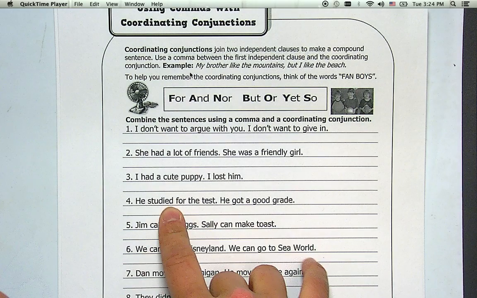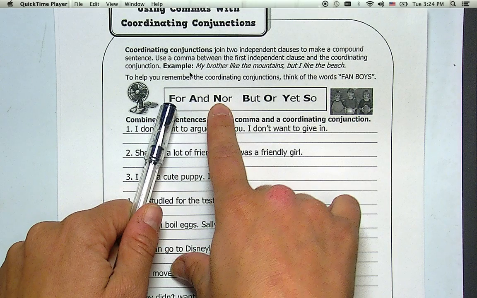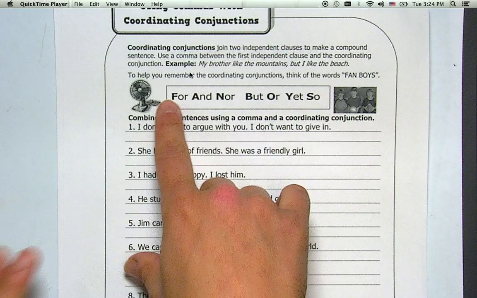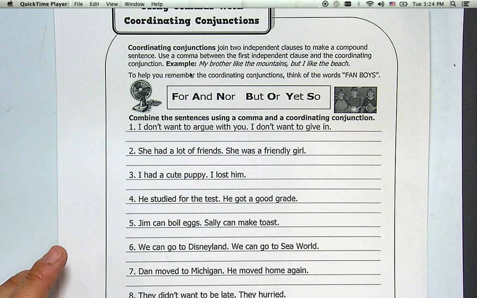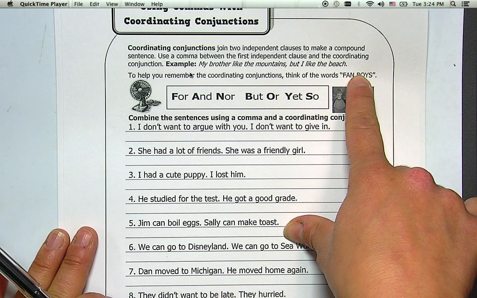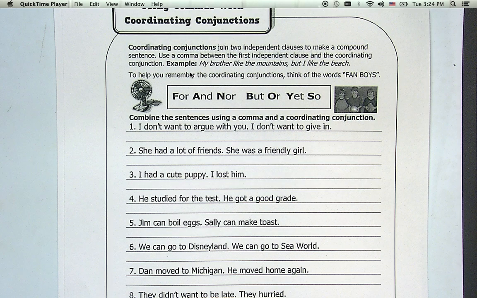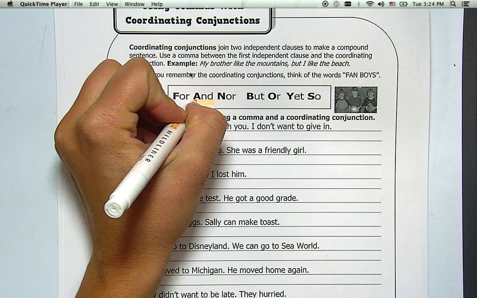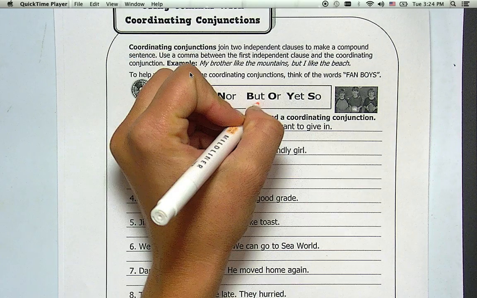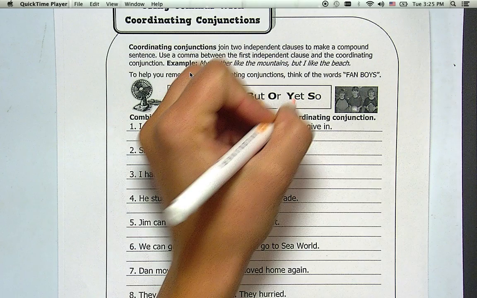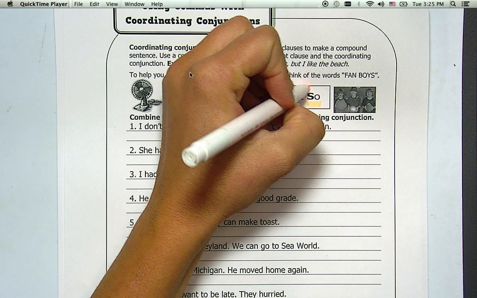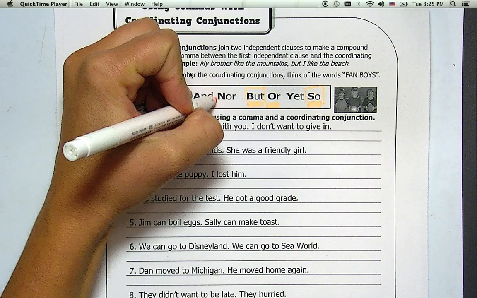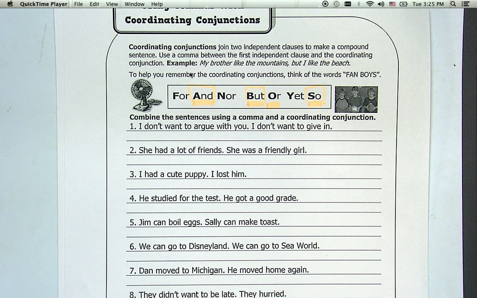And many people remember it by FAN, B-O-Y-S, fanboys, F-A-N-B-O-Y-S, fanboys. It's written right here so you can see that, fanboys. That's how many people remember it. But probably the most common that you already know are and, but, or, and so. And I think probably so, but, and are the most common that I see in my English students' writing.